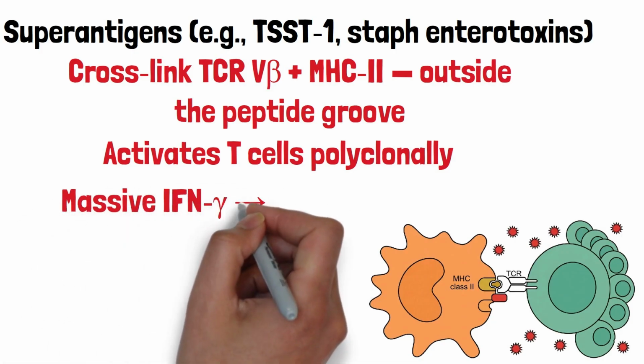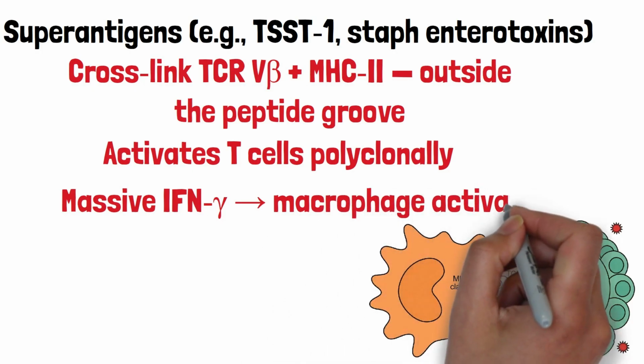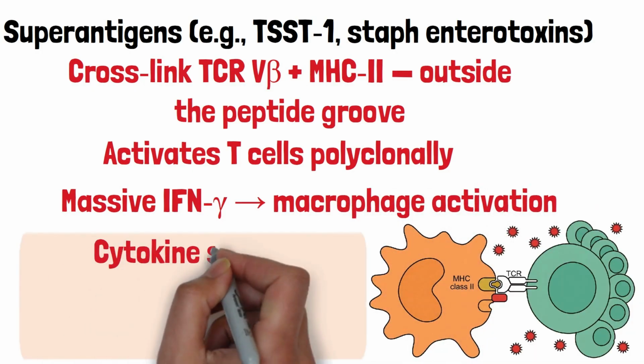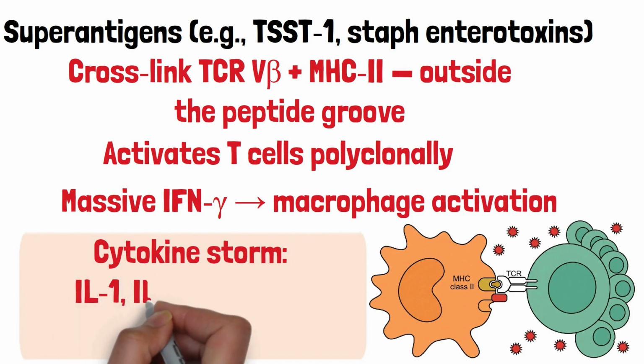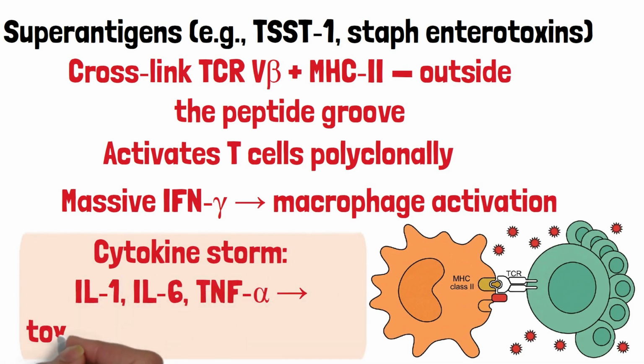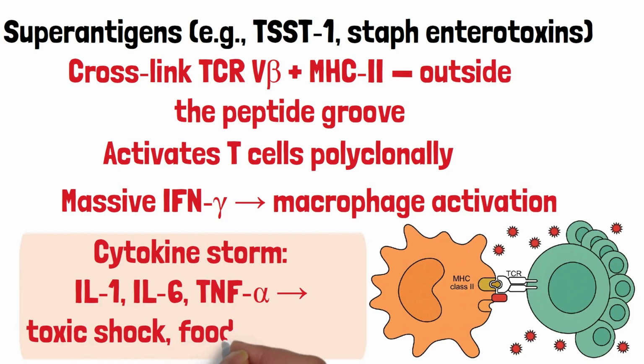That drives a massive release of IFN gamma, which activates macrophages, and the result is a full cytokine storm of IL-1, IL-6, and TNF-alpha. Clinically, that's what produces toxic shock syndrome and this kind of toxin-mediated food poisoning.